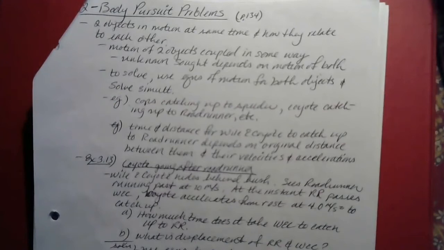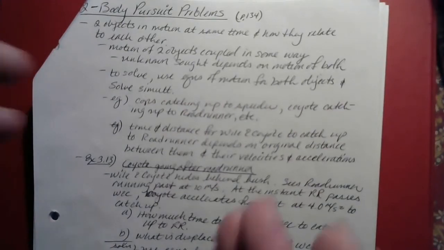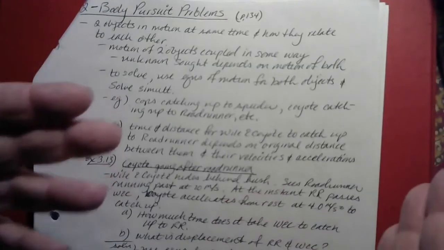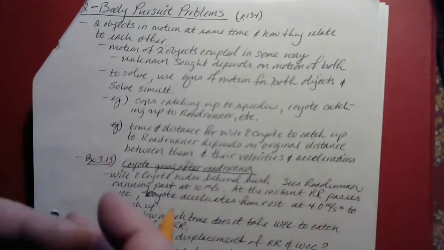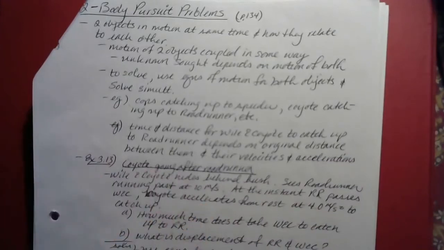And the way you normally handle that is you set up an equation of motion for each of the two objects. And if you're looking for when they catch up to each other, for instance, you take the equation of motion for the two objects and set them equal to each other, and then solve for whatever it is you don't know.